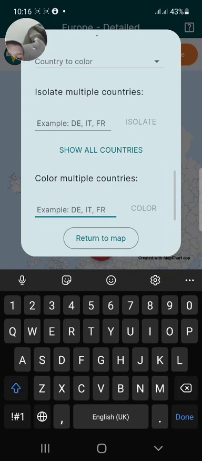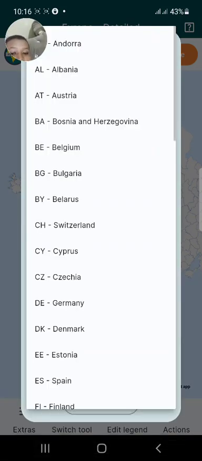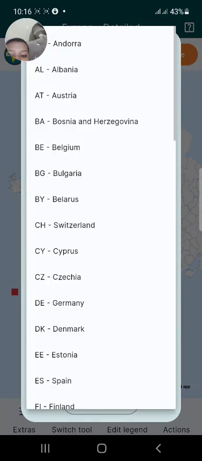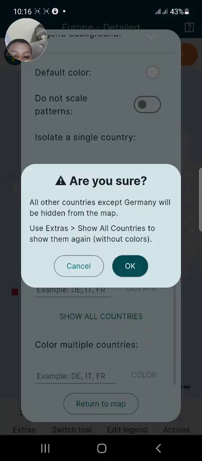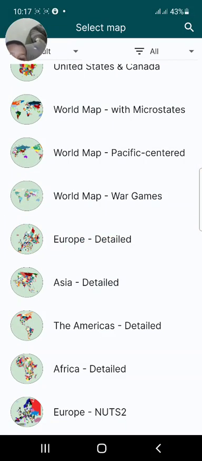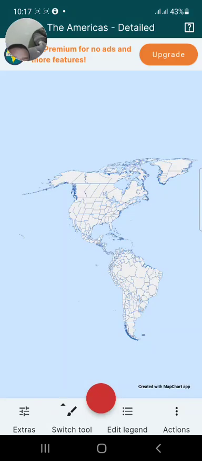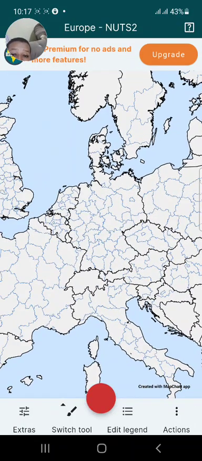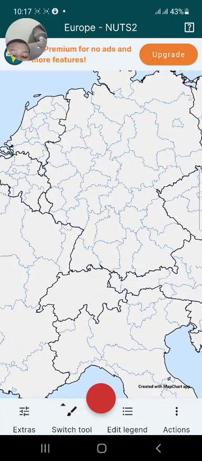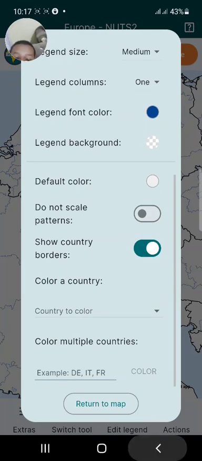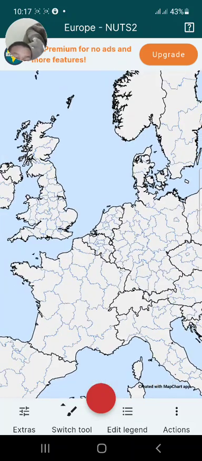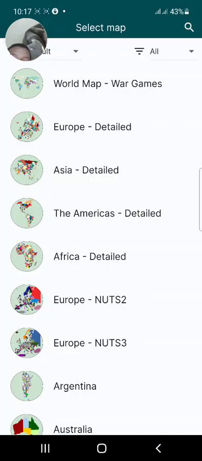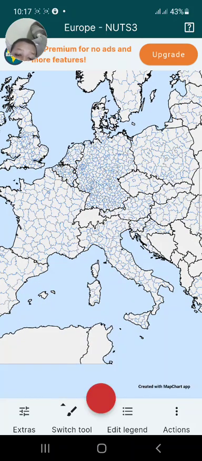Also, coloring countries and isolating countries is a thing. Right now we can color Czechia red. Then we can isolate Germany, meaning Germany by itself. Then there's this, Europe NUTS2, which shows Europe's regions, but not in all of Europe's regions, only the countries part of the European Union. This one also for countries part of the European Union, but more detailed.